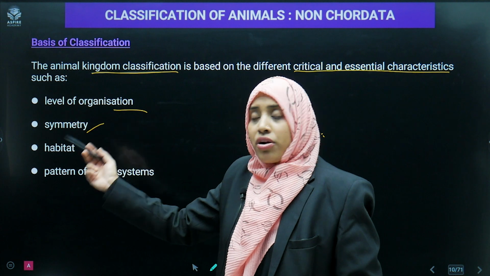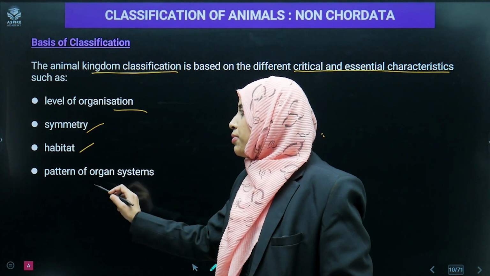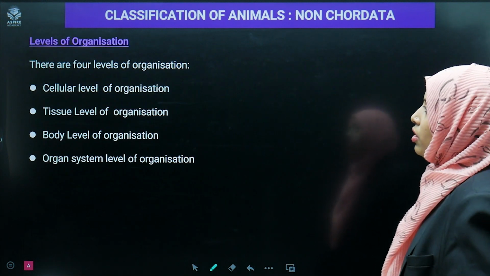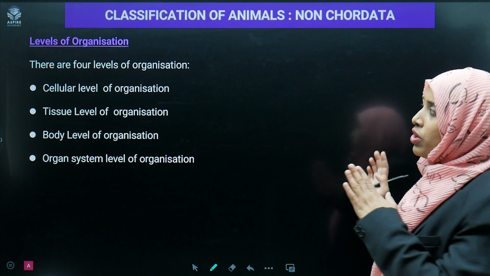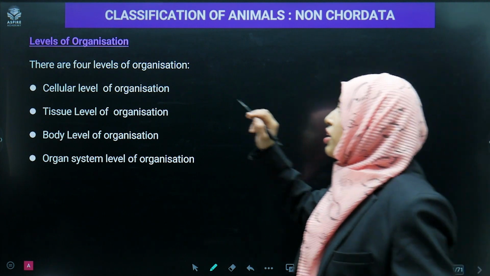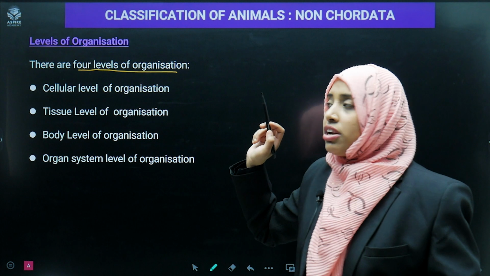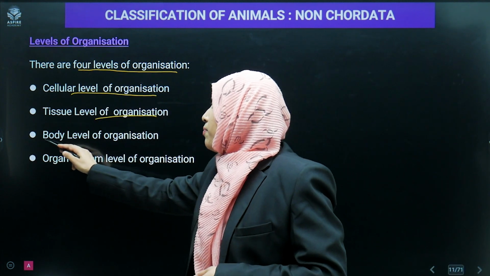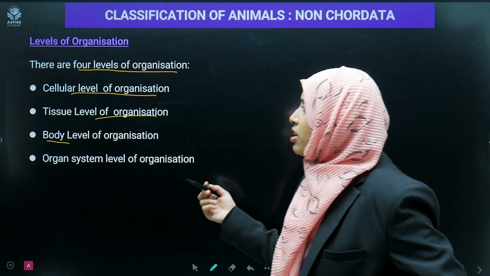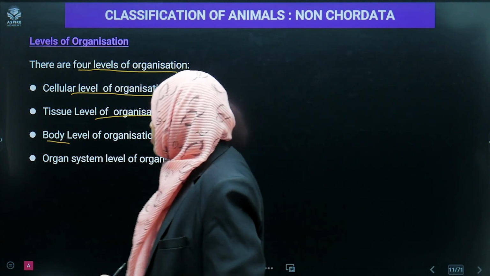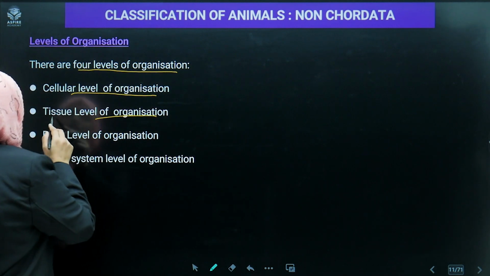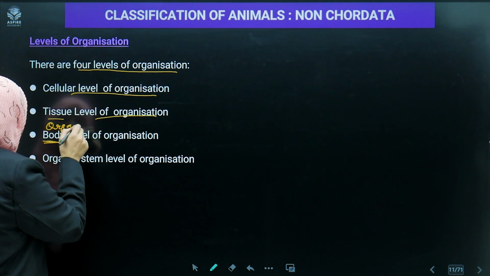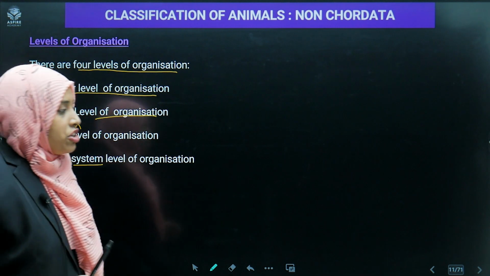What is the symmetry, radial or bilateral? What is the habitat, pattern of the organ system? So on this basis we are going to classify. Then the level of organization. First one classification का क्या था, level of organization. So 4 level of organization. The first one cellular level, tissue level, body level. ठीक है. So then there is body organ level, it should be. Cell, tissues, यहाँ पे organ level, body organ level, and then organ system level of organization.